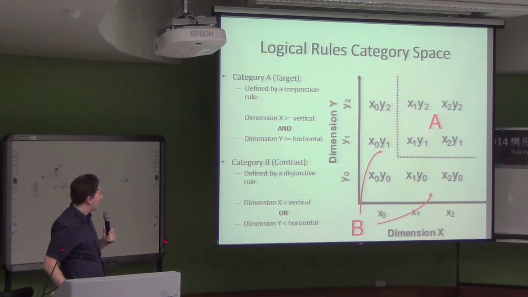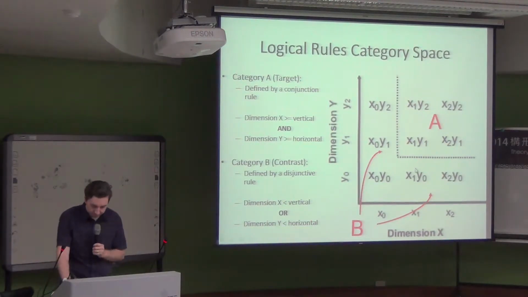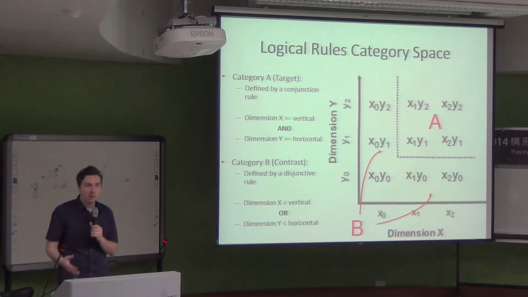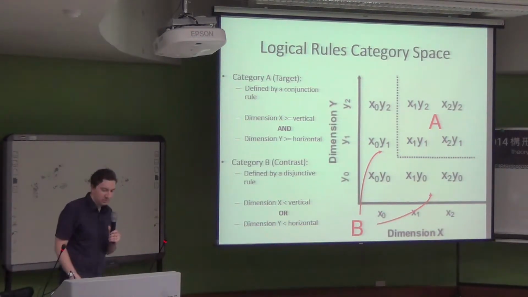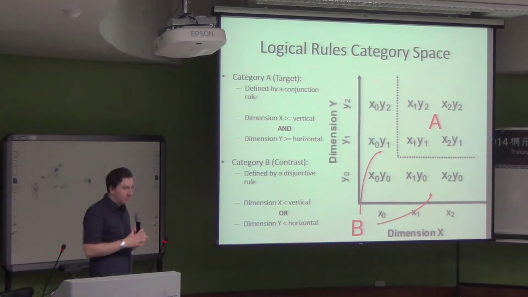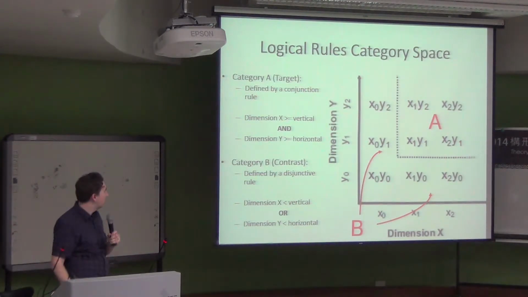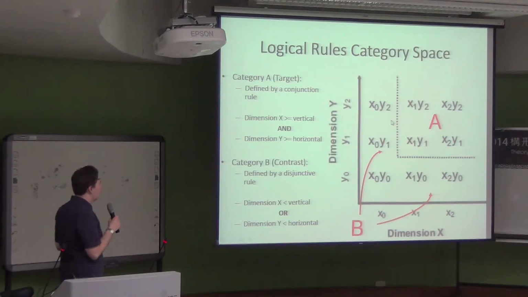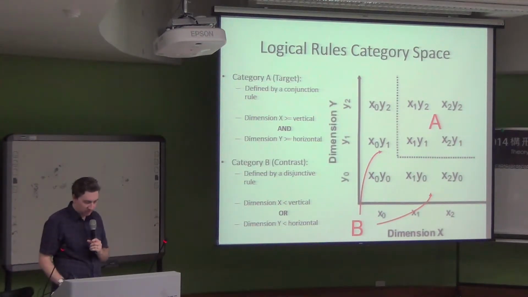The other category is defined by the disjunction of these 2 rules. So a stimulus is a member of category B if one of its dimensions falls to the left of the vertical boundary or lower than the horizontal boundary. This is the categorization problem that I'm going to talk about and demonstrate how to fit. Our goal is to simultaneously capture the response time distributions from all 9 of these stimuli and predict very quantitatively and accurately the precise shapes of those response time distributions.